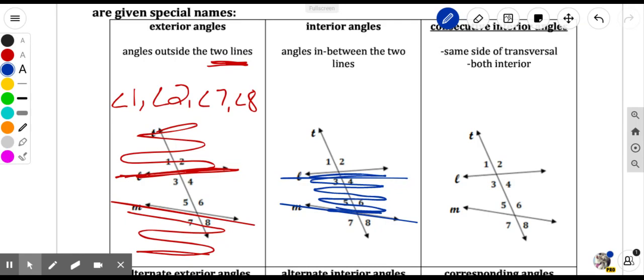And the exterior angles are like the hamburger bun, let's say, if that makes any sense at all. Okay, so our interior angles are angle 3, angle 4, angle 5, and angle 6. So now we're going to learn more specific versions of exterior and interior angles, and these are the really important ones.